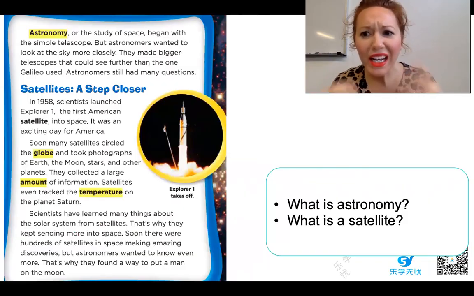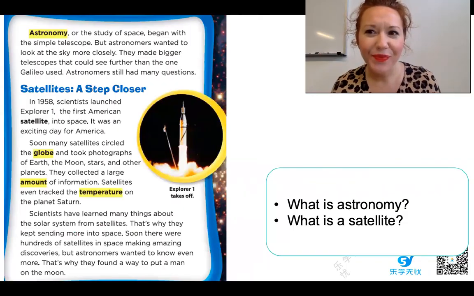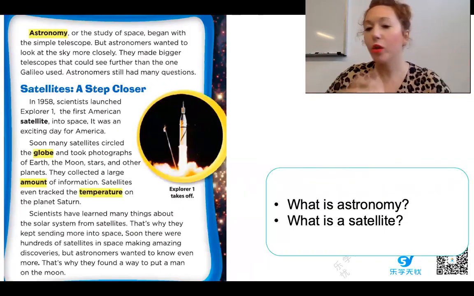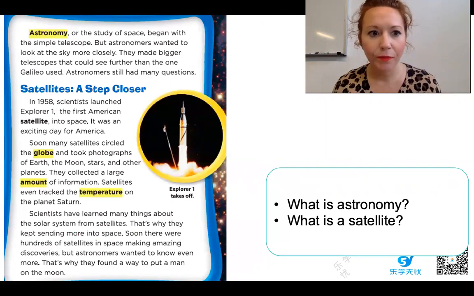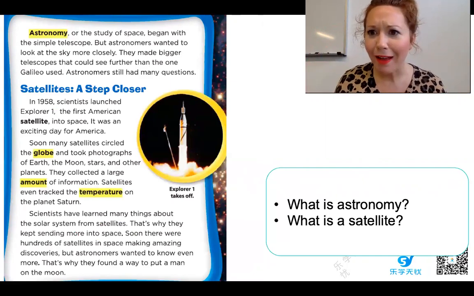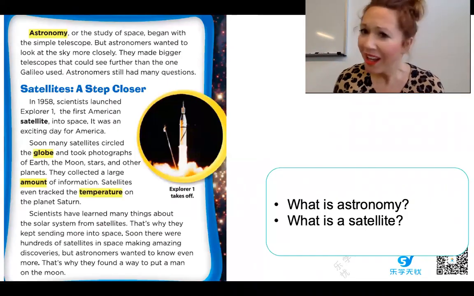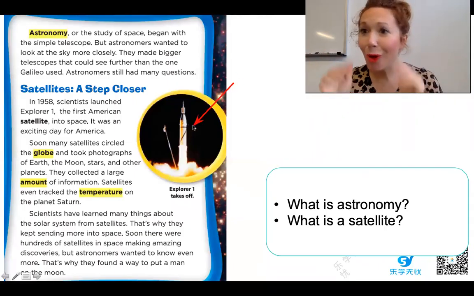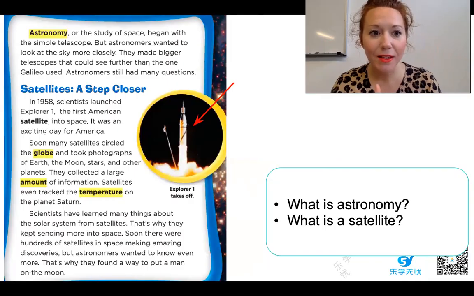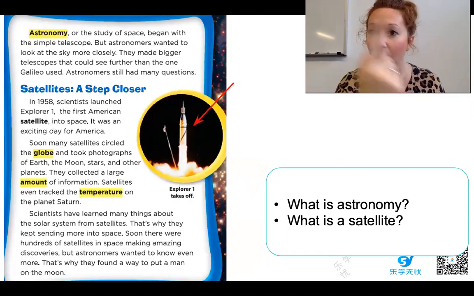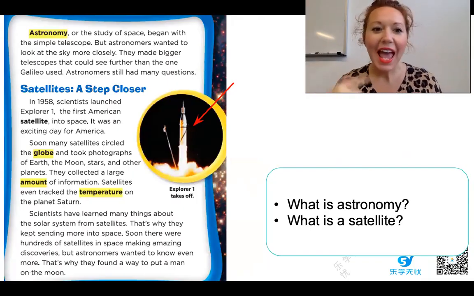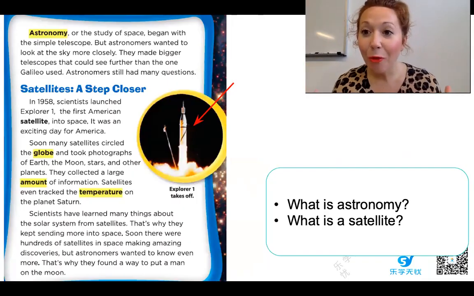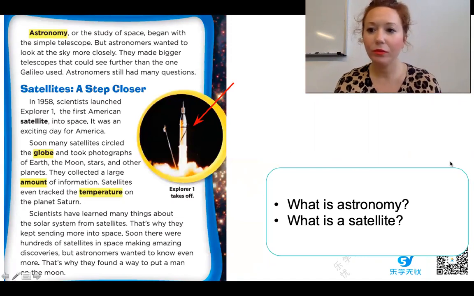Okay, so what is astronomy? Okay, perfect. The study of the solar system and space. Very good. Now, what is this word satellite? Is a satellite the same thing as a telescope? No, it's not. A satellite is very different from a telescope. We see a satellite is taking off to go into outer space, okay? Now, these satellites are going around the Earth, and they are taking a lot of information about space.